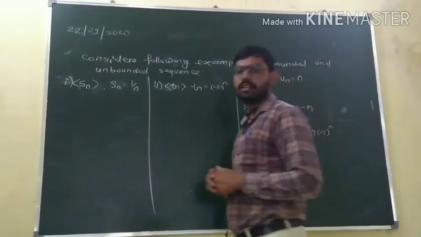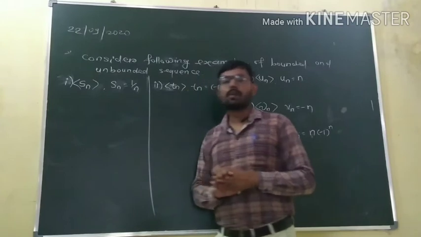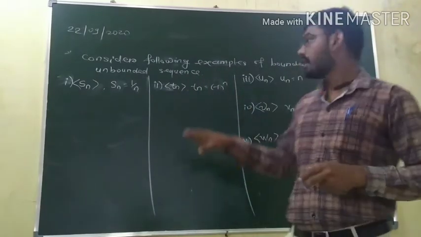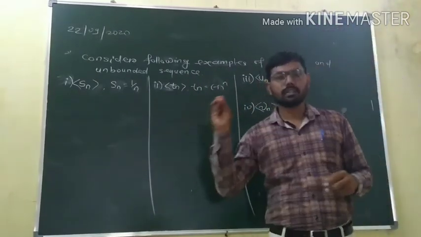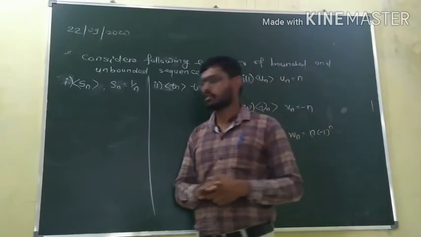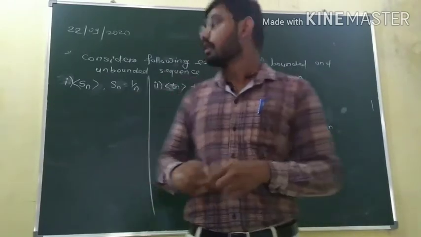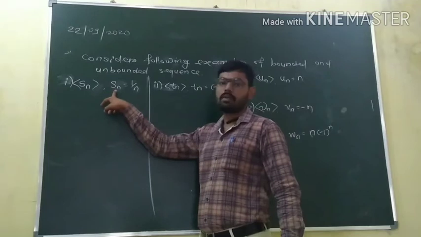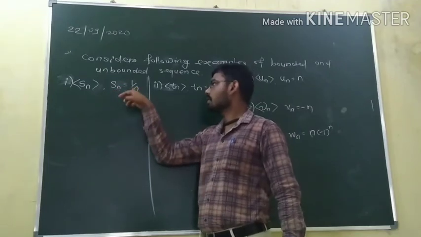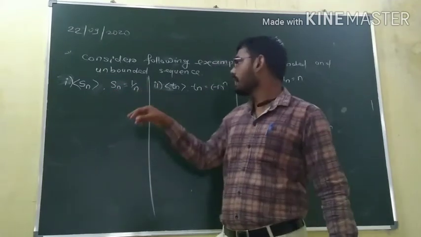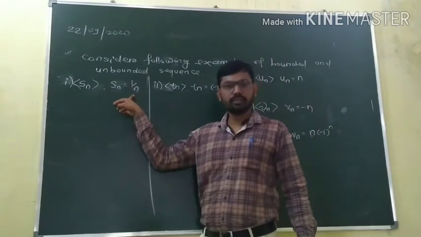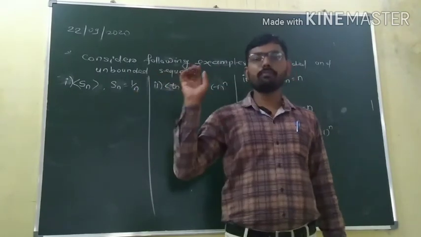Now we will see some examples of sequences. Here are some sequences, out of which some are bounded and some are unbounded. Now consider this sequence whose nth term is 1 by n. We have already shown that this sequence has limit 0 using the epsilon-m definition.